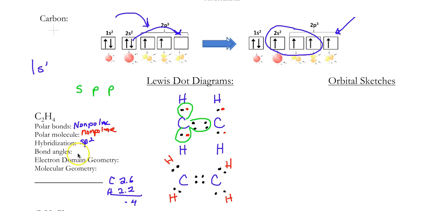All right, bond angles. We know it's 120 because of the hybridization that we got by counting the what? We counted the what?